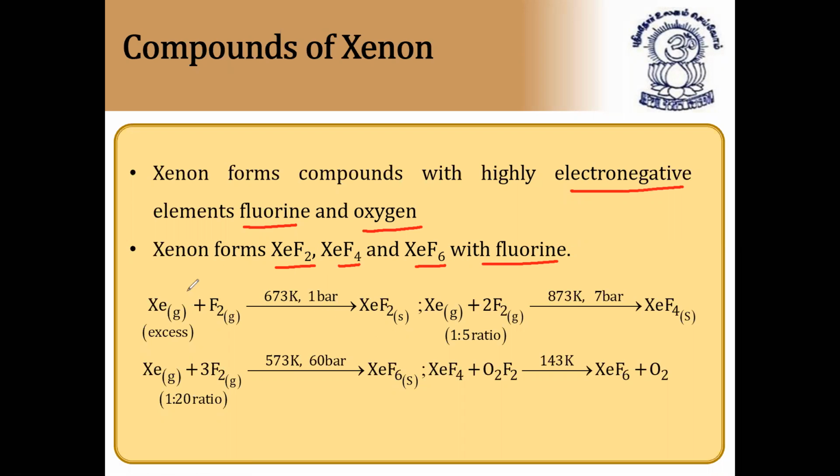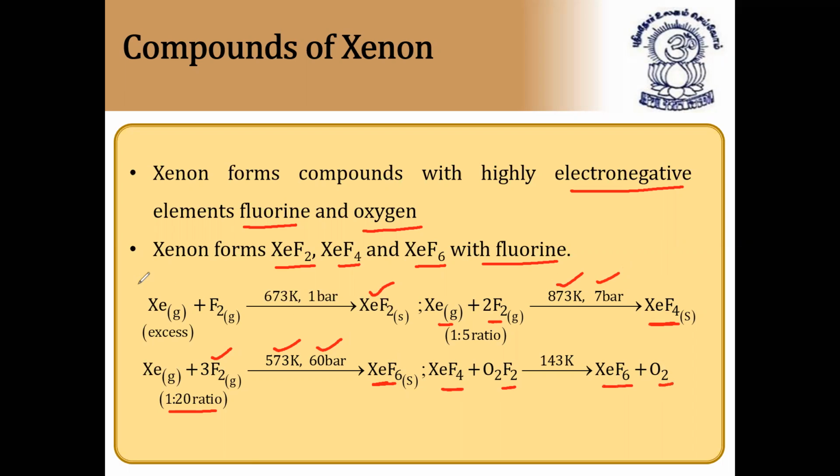With excess of xenon, on reaction with fluorine at 673 kelvin temperature and 1 bar pressure, it forms xenon difluoride, XeF2. Similarly, xenon and fluorine in the ratio 1:20 at 573 kelvin, lower temperature, and high pressure forms xenon hexafluoride. Similarly, xenon combined with 2 moles of fluorine gas at 273 kelvin and 7 bar, a little high pressure, forms xenon tetrafluoride. And xenon tetrafluoride plus O2F2 forms xenon hexafluoride plus oxygen.